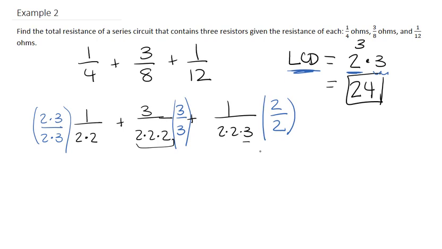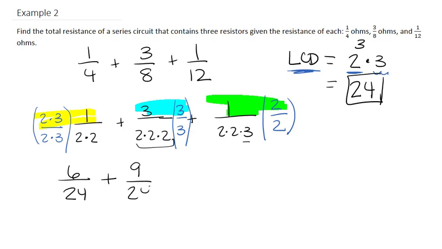Next, we multiply. So we're going to multiply the top numbers together. So 2 times 3 times 1 is 6. And everything will be over 24, so it's our common denominator. Now 3 times 3 is 9. And 1 times 2 is 2.